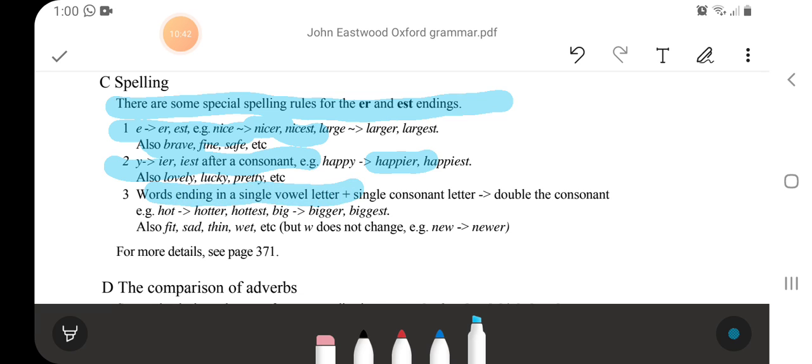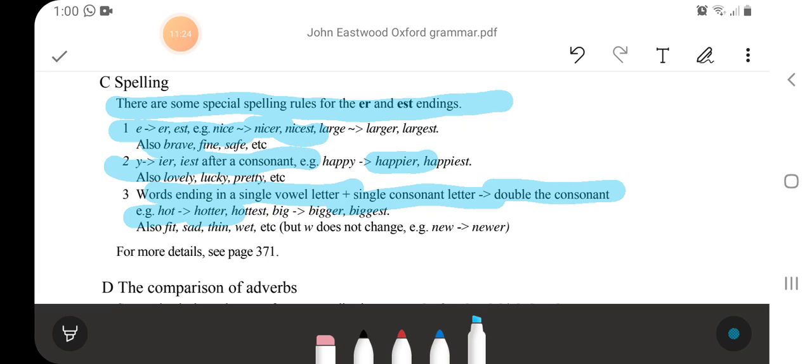Words ending in a single vowel letter, there we will use double consonants, like hot, right? Hotter, hottest, big, bigger, and biggest. Hot has a single vowel, O, not double O or double E. So there we will use double T to make the comparative. Hotter. You cannot write HOTER, that will be wrong because it has only one vowel.